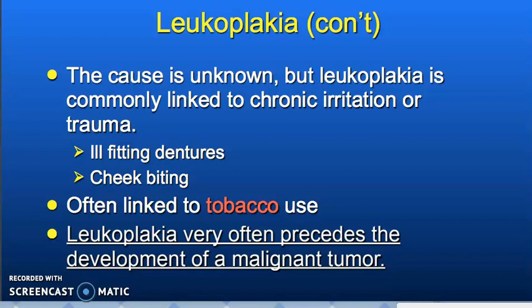Leukoplakia very often precedes the development of a malignant tumor. So leukoplakia is very important that it be diagnosed. Now, what we run into is that people that use tobacco will have this area on the tissue, and they really need to stop it. So they need to take it away and let it heal.